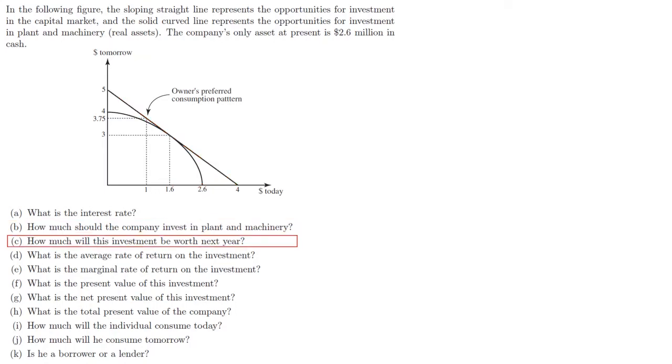How much will this investment be worth next year? Well, this is a simple question, because originally we were at 2.6, which meant we had 0 next year. Because we invested that $1 million, that allows us to get an additional $3 million next year. So we know that this will be worth $3 million next year.